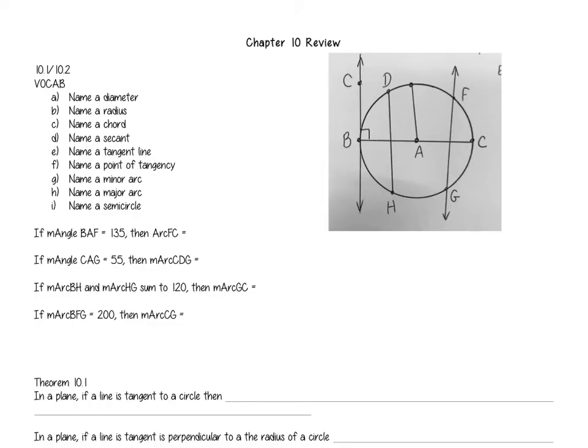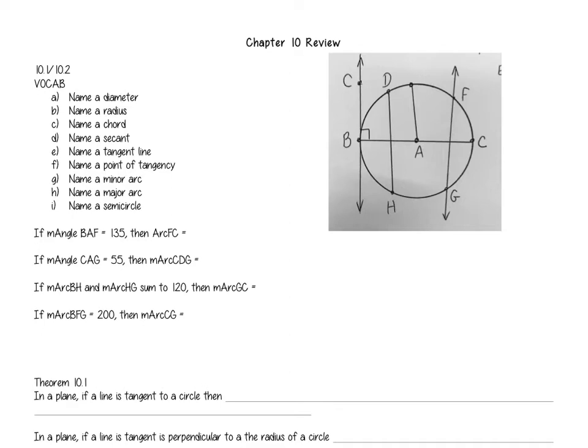All right, so 10.1 and 10.2 are kind of blended in together. 10.1 was a lot of the vocab, just based on the segments, the lines, that kind of thing. And then 10.2 was the arcs, so a lot of that vocab is just blended in together. So you're not going to get a define a diameter with a blank in which you have to give me the definition, but you obviously do have to know definitions in order to apply them to the questions.